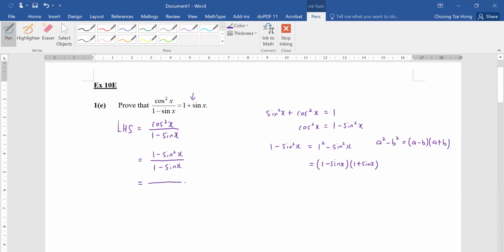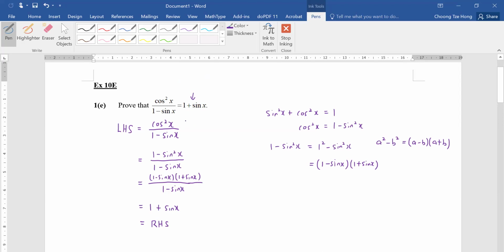So that's what we're going to do: replace it with 1 minus sine x, then 1 plus sine x. It's at this point that you realize we can cancel off the 1 minus sine x, and then we'll be left with what they want us to show, which is 1 plus sine x. So we have successfully proven the identity already. It's not too difficult.